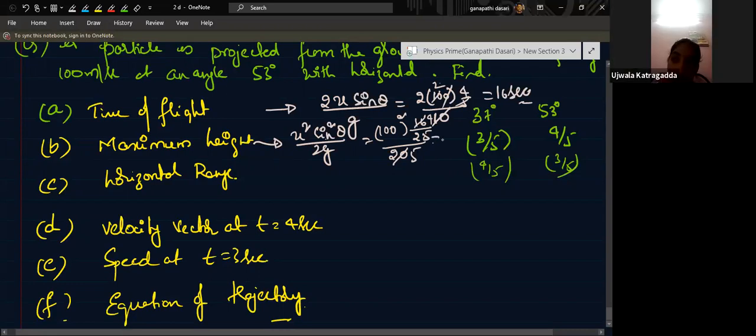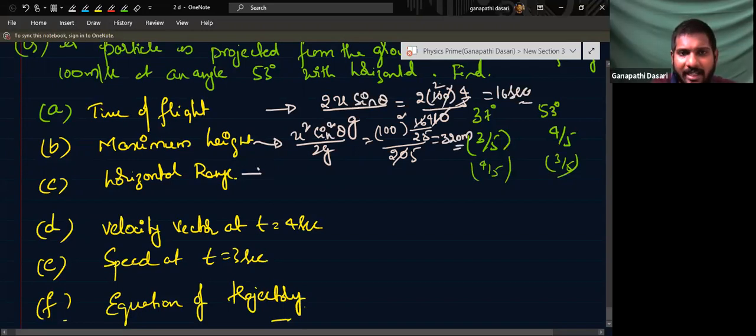320, sir. The answer is 320 meters. That's good. Horizontal range is what? Horizontal range is u cos theta into t. That is, time of flight, u cos theta into 2u sin theta by g. That will become u square 2 sin theta cos theta by g.